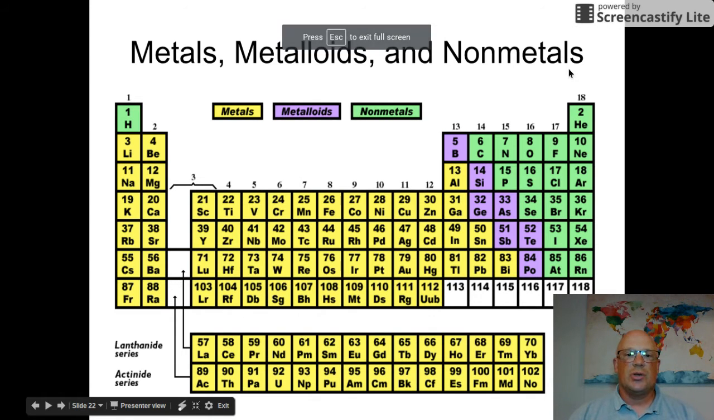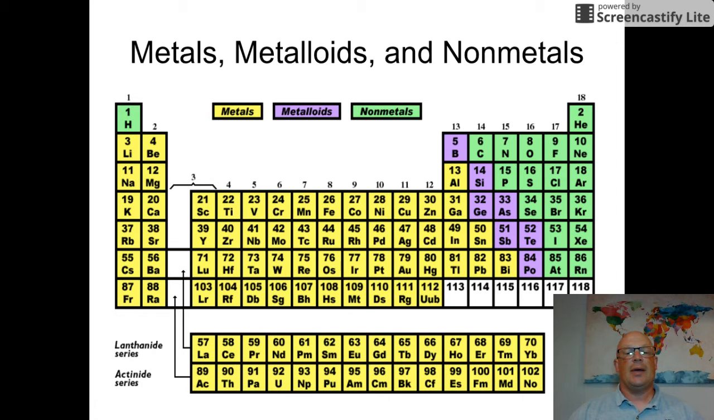Yesterday, you got introduced to the periodic table and some introduction of how that's all laid out. Today, we're going to continue to talk about that as far as the placement of metals, metalloids, and nonmetals on the periodic table. If you look at the one on the screen, or grab one of the ones on your table, the color coding might be a little bit different, but it should still show you the same information.